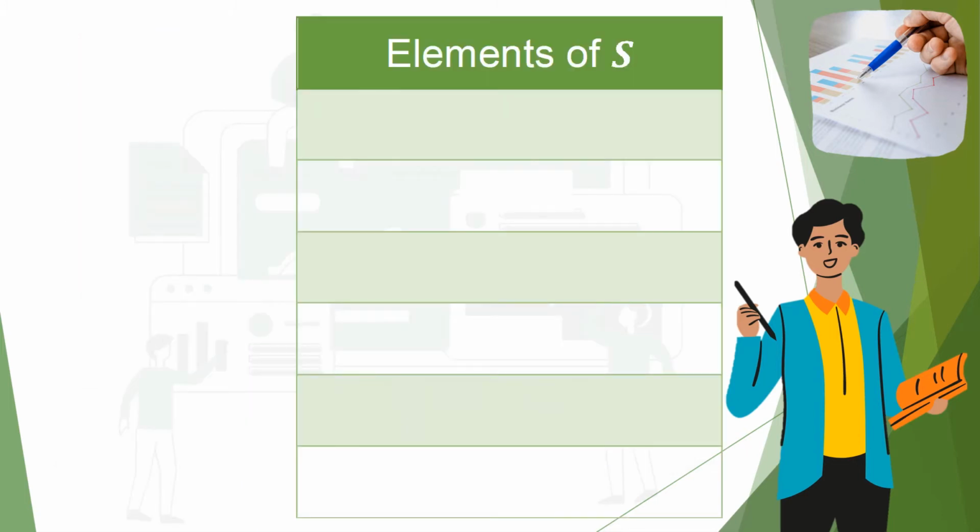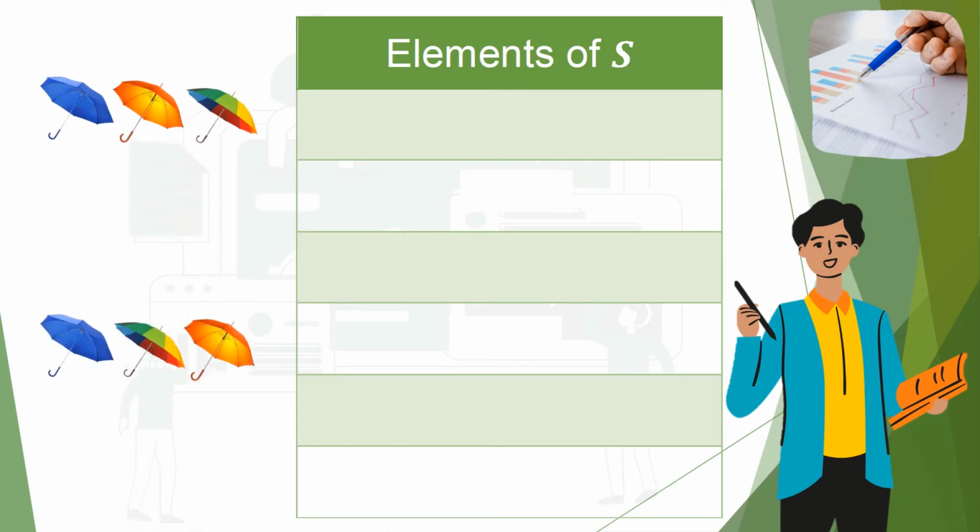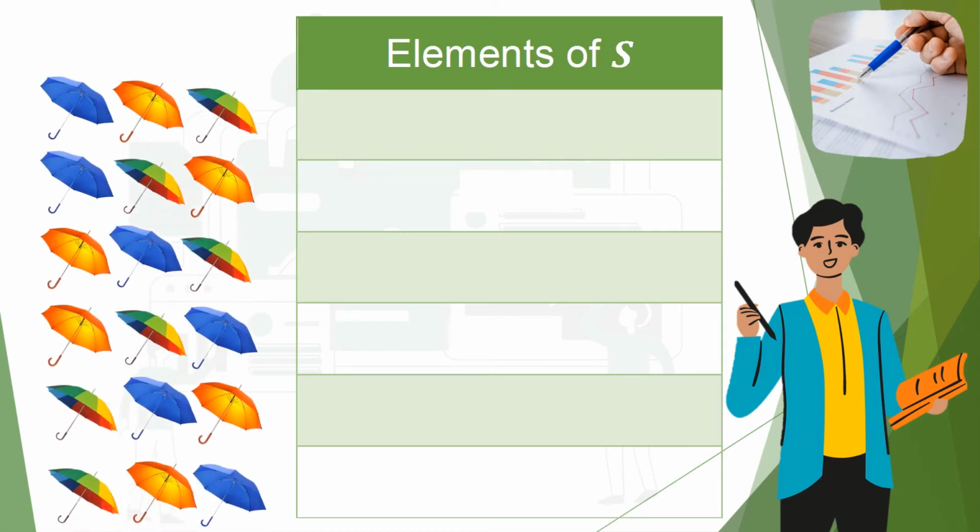There are 3 factorial or 6 ways to return each of the 3 umbrellas.